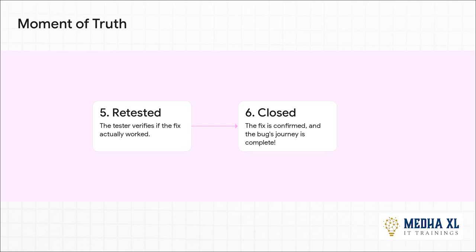A developer saying it's fixed is one thing, but we need proof. The bug goes right back to the original tester. This is the retested phase. This is the moment of truth. They go to the login page, enter the details, and click. Does it work? Yes, success. The fix is confirmed, and only then, with that independent verification, can the bug be marked as closed. Its long journey is finally over.